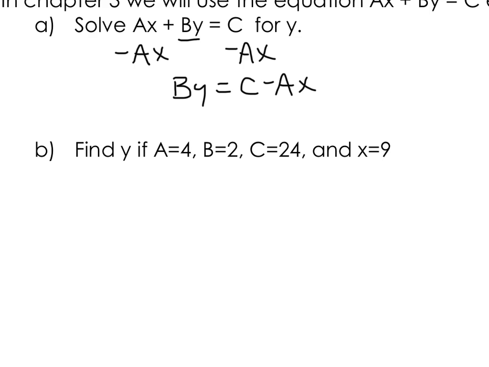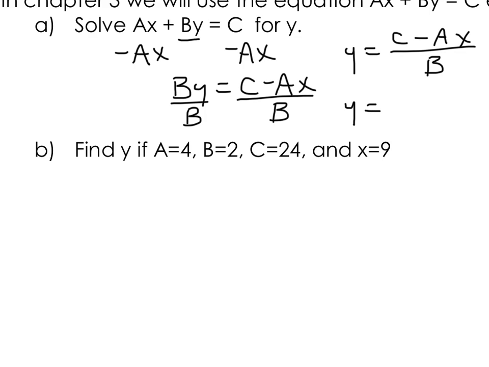We want to get b out of the picture here. We don't want that b on the left. It's b times y, so we'll divide by b. So we will get y equals (c minus ax) over b. And if we want to, we can break that up into c over b minus a over b times x. I think I like this second version better.